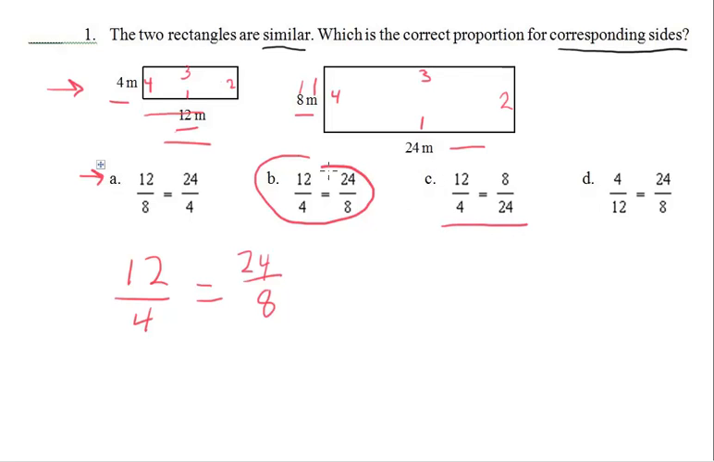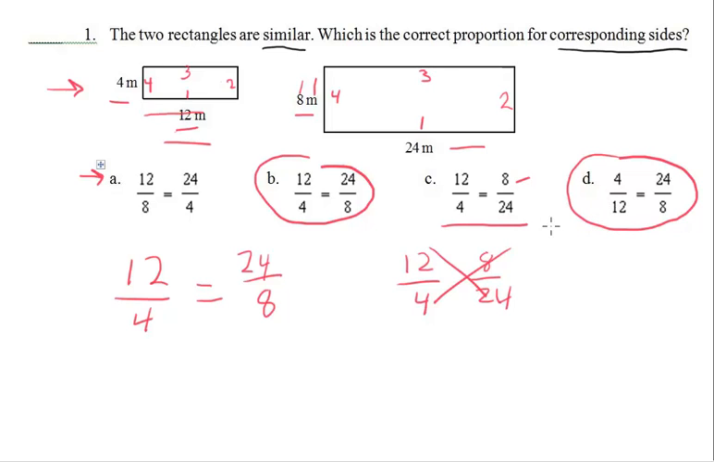This one says 12 is to 4. So again, same thing. 12 is to 4, long side versus short side, as 8 is to 24, which is short side to long side. Well, that doesn't work because we're not comparing the right thing. And here we have 4 is to 12. So short side here, short side to long side of this first rectangle is to, and this says long side to short side. So that can't be it either.